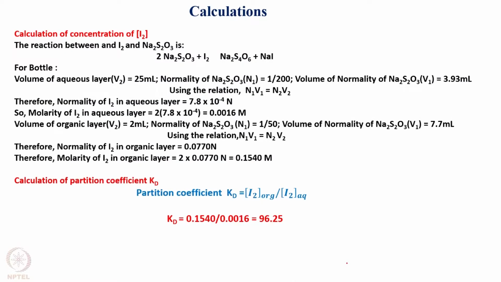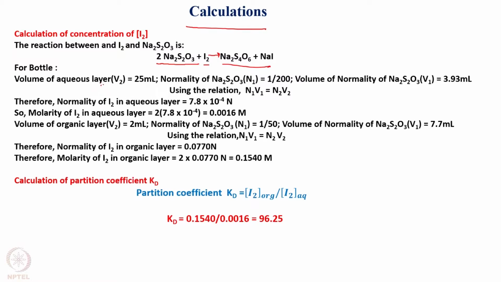After the readings were obtained, the calculations were done to obtain the partition coefficient. So the reaction for the calculation of concentration of iodine, the reaction between iodine and sodium thiosulfate, is given as 2Na2S2O3 combined with 1 mole of iodine to give Na2S4O6 plus NaI. So after the titration, the calculations are done as follows.